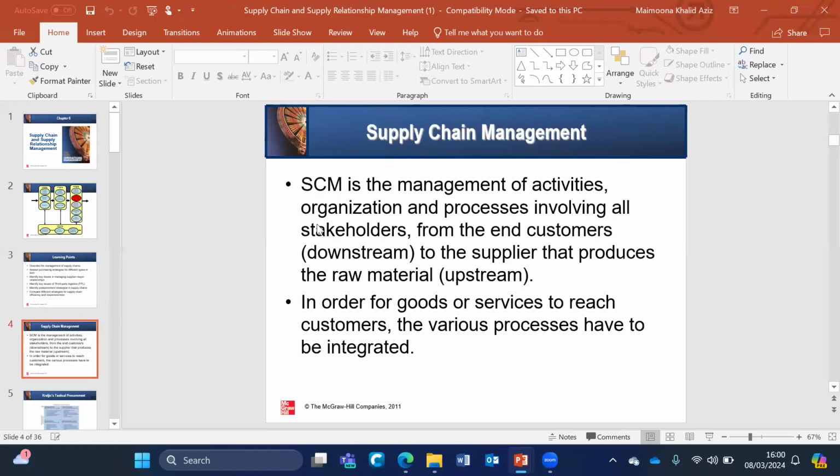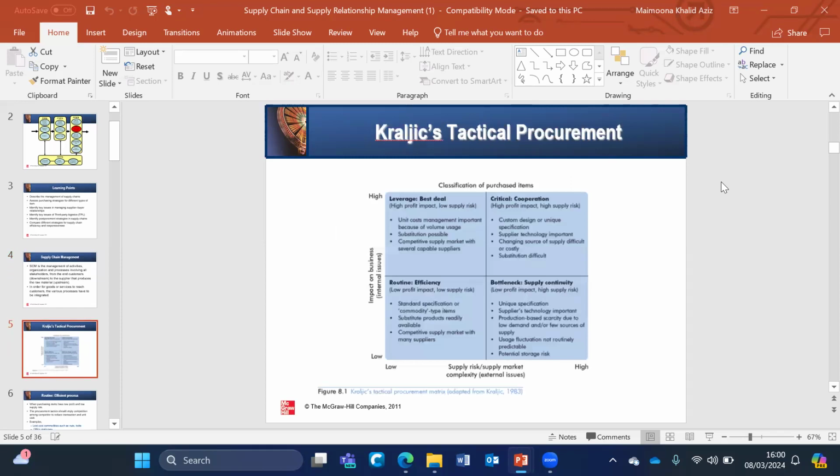Let's move on. Let's have a discussion of what supply chain management is. Supply chain management is the management of activities, organizations, and processes involving all stakeholders from the end customer to the supplier that produces the raw material. That means the flow from the company to the customer is called downstream, and then the flow from the raw material is called upstream. In order for goods and services to reach the customer, the various processes have to be integrated and they have to work well together. Otherwise, that supply chain will not be working efficiently.